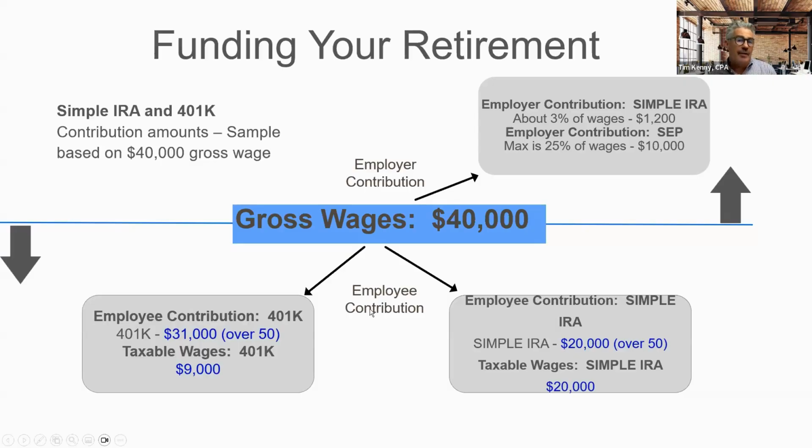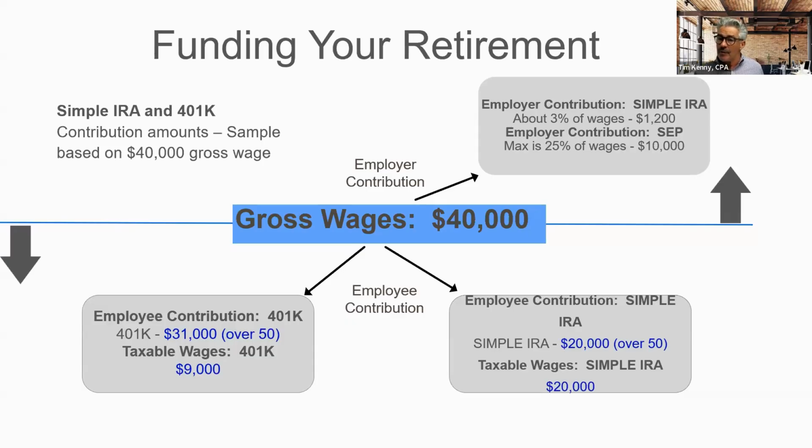Then there's another component where the employee can defer out of their wages into a 401k type vehicle. Under the simple IRA, if you're over 50, you can contribute up to 20,000. So you'd be able to defer up to $20,000 in wages into your simple IRA, and that would leave taxable wages of $20,000. In the case of a full-blown 401k, you could contribute up to $31,000 if you're over 50.